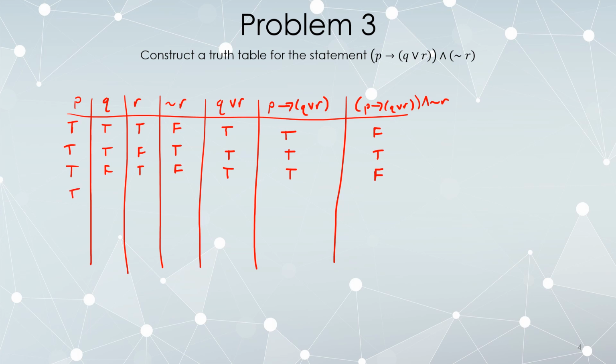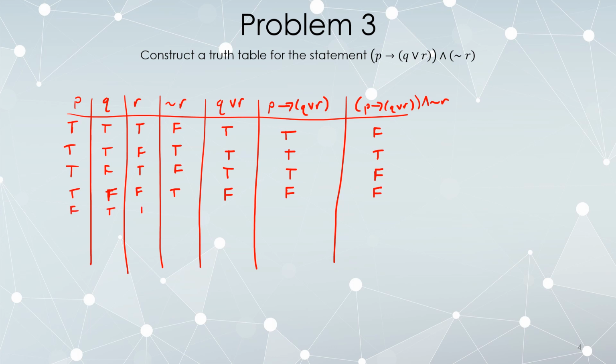Next, true, true, false, false. So not R is true. Q and R were both false, so this is now false. Now I have a true hypothesis with a false conclusion, so this arrow fails. Since this arrow fails, the conjunction automatically fails.